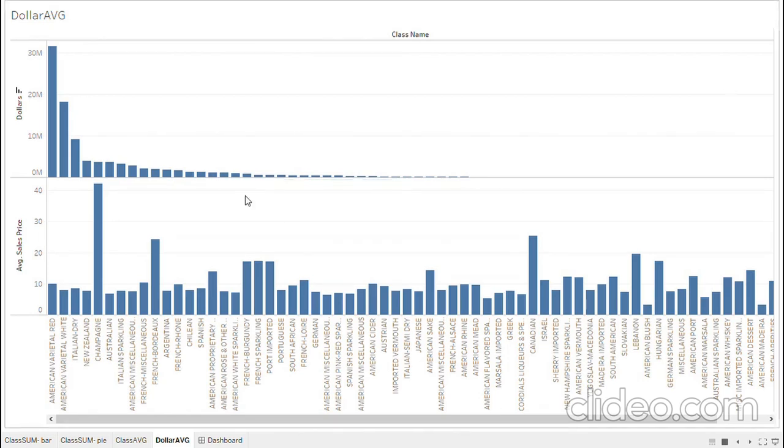It could just be that the American Varietal Red and the American Varietal White classes of wine are just more popular in the areas they were sold, which would also explain why the Champagne sold so many bottles. Champagne seems to be a more popular, more high quality brand of wine, which would explain why people would be able to pay more for this kind of wine.